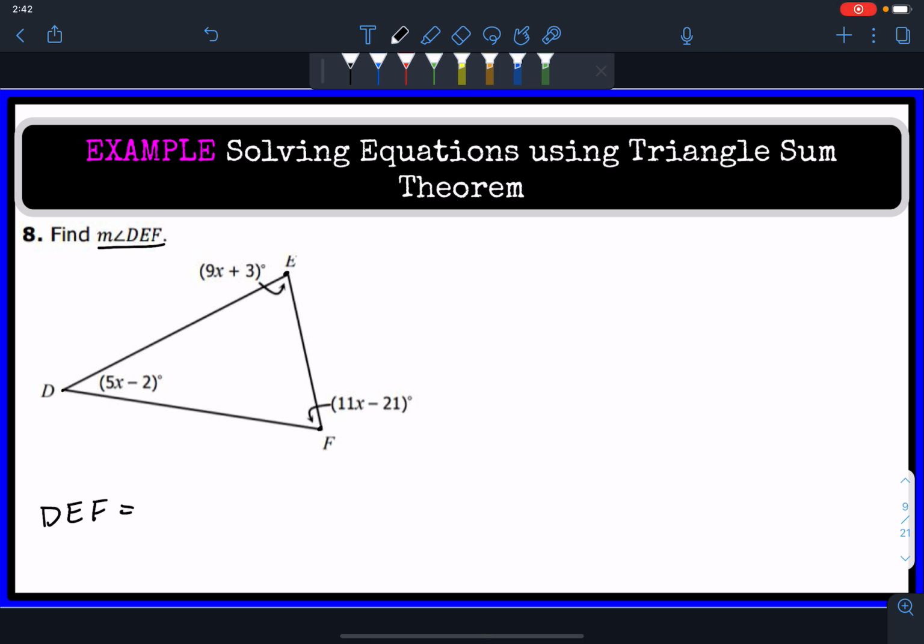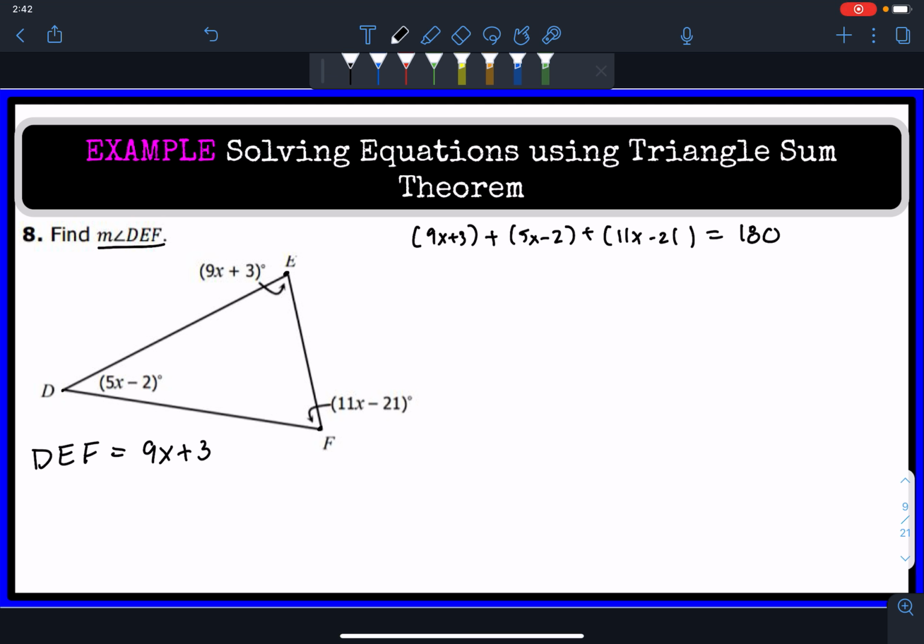So DEF is 9x plus 3. Well, the only way we can figure out the measurement of DEF is to know what the value of x is. We need to plug in a number in for x. The way we're going to figure out that measurement is by using the triangle sum theorem. So the three angles are inside. Adding the three angles has to equal 180 degrees. So if I get 9x plus 3 added with 5x minus 2 and then added with 11x minus 21, that's going to equal a total of 180 degrees.